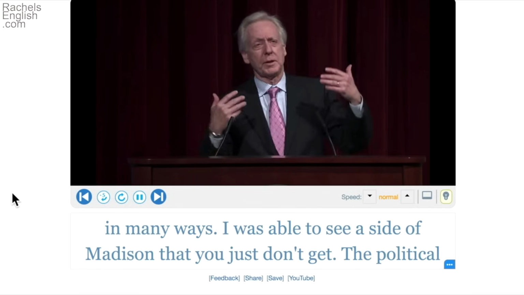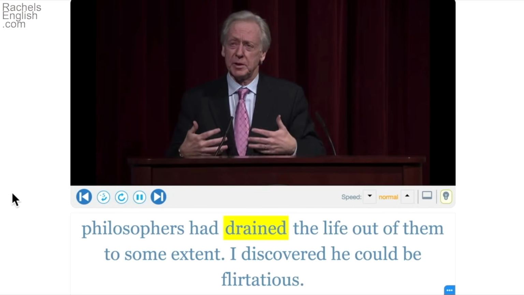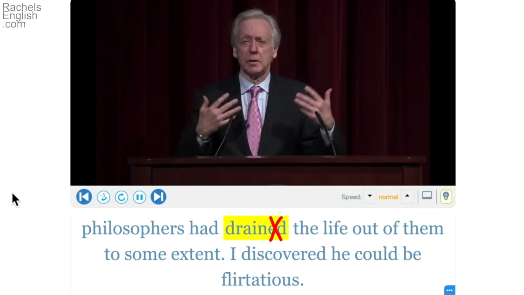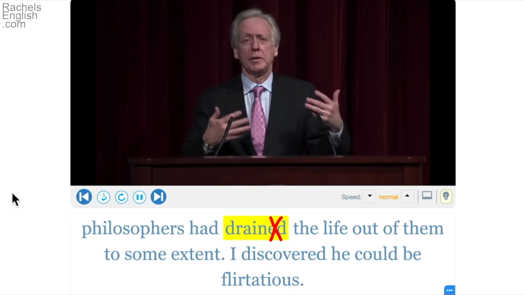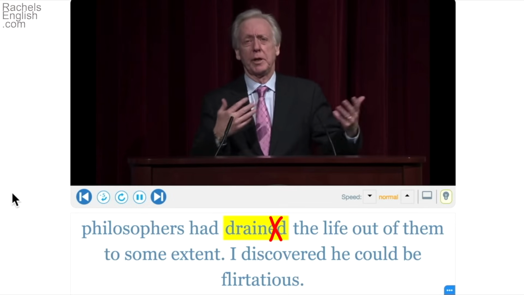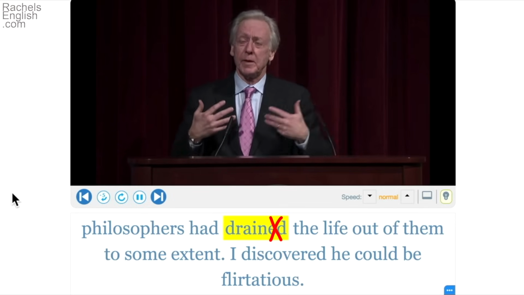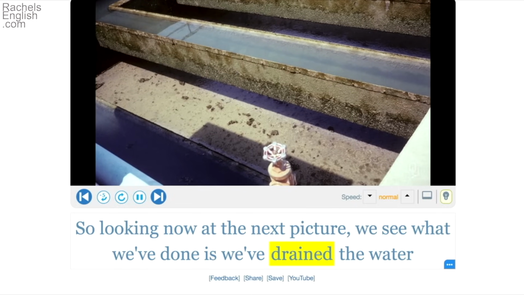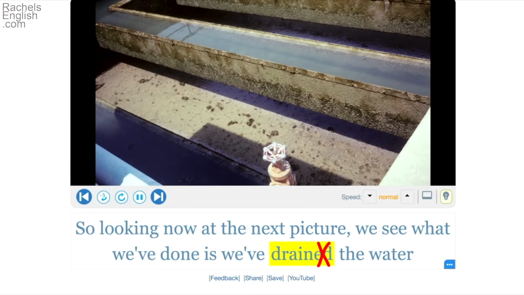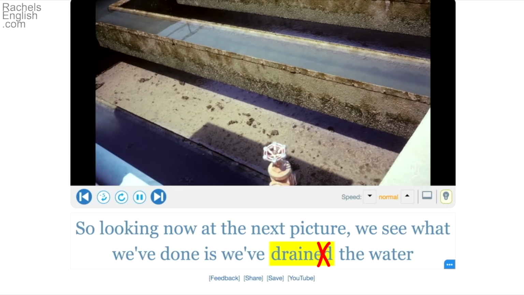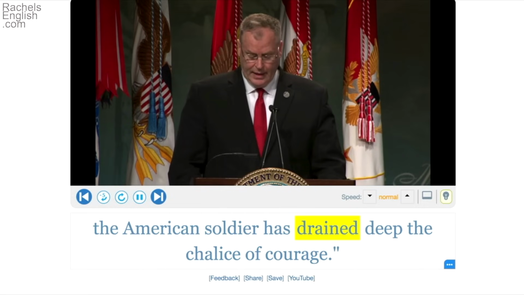You know, the political philosophers have sort of drained the life out of him to some extent. Drain the life. We see what we've done is we've drained the water down in this basin. Drain the water. The American soldier has drained deep the chalice of courage.